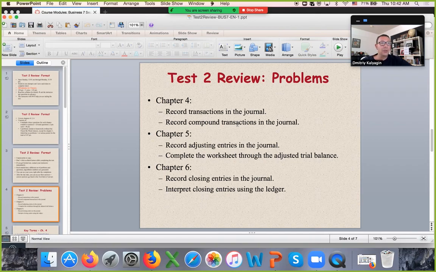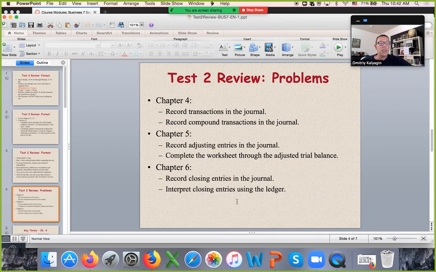I will not ask you to do it as a separate problem on the test. In chapter 5, you will be journalizing adjusting entries. Again, no ledger, just journal. And you will complete the worksheet, but just the half of it. You will just complete the trial balance, adjustments, and the adjusted trial balance.